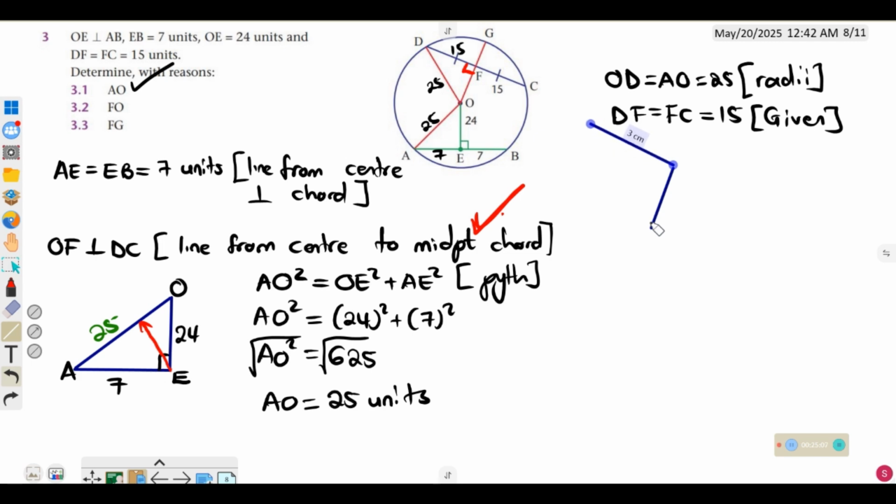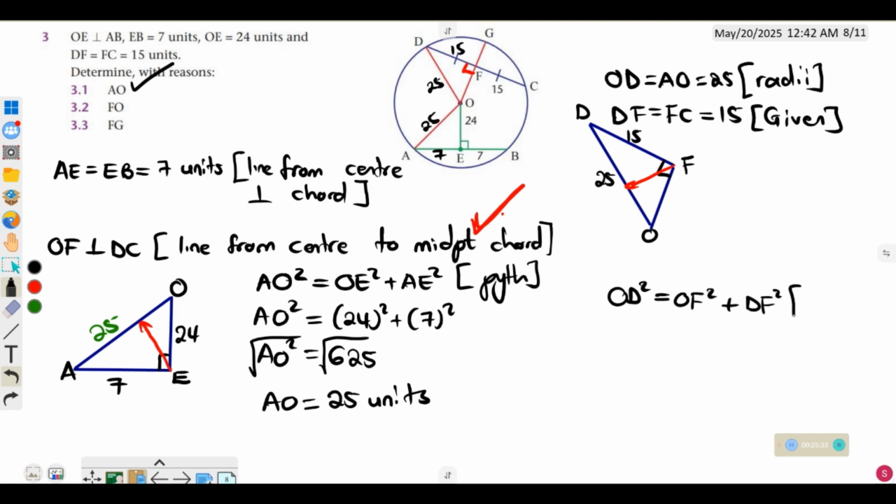Okay, so we have that, then we have this. It looks something like that. Right, so you have a 90, you have F, you have D, you have 15, and you have 25. You are looking for OF. Again, Pythagoras. Go to your diagonal, draw a line, then you have it there. So our hypotenuse, which is OD. So OD squared should be equal to OF squared plus DF squared.